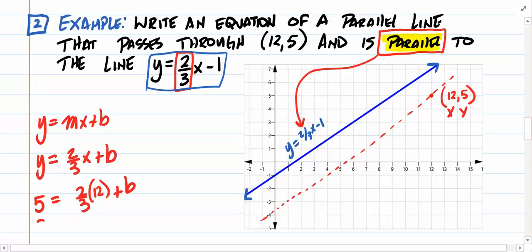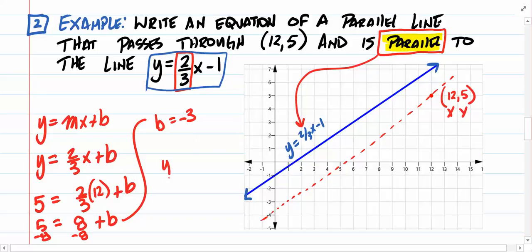So I'll get this. 5 is equal to, well, 12 divided by 3 is 4, times 2 is 8, plus b. So coming over here, I would subtract 8 from both sides, and I would get that the b value is equal to negative 3. So when it's all said and done, the equation that I'm looking for would be this. Y is equal to 2 thirds x minus 3.